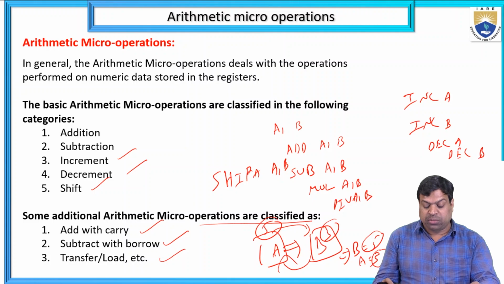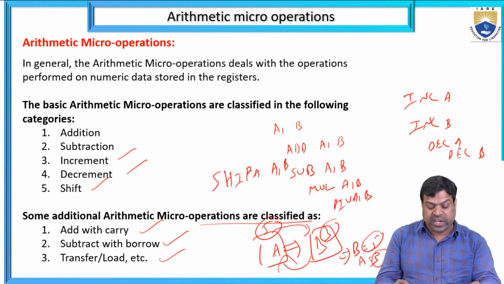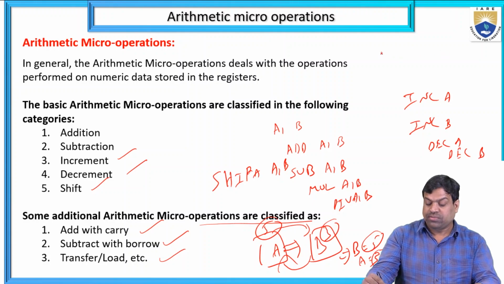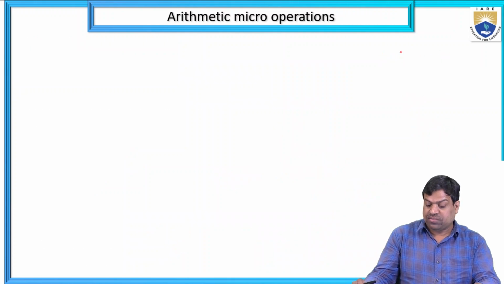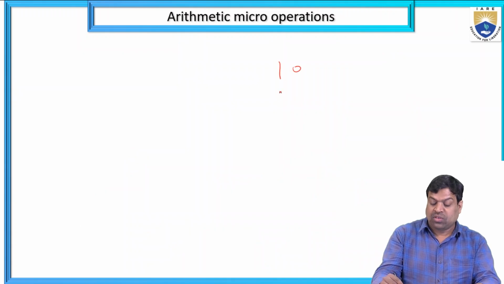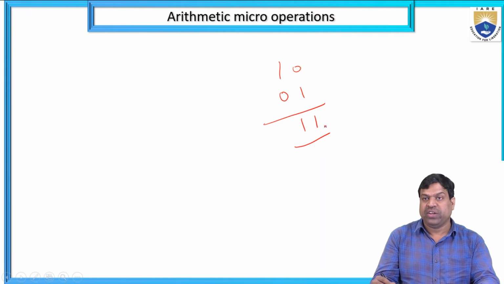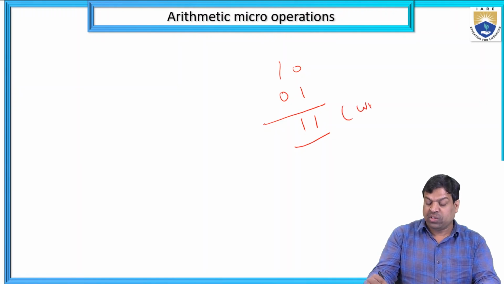And some additional arithmetic micro operations are classified: add with carry, subtract with borrow, transfer or load operations. Add with carry means, suppose I have to add two numbers. For example, 0 plus 1 is 1, 1 plus 0 is 1. Do we need any carry? No, it is without carry.